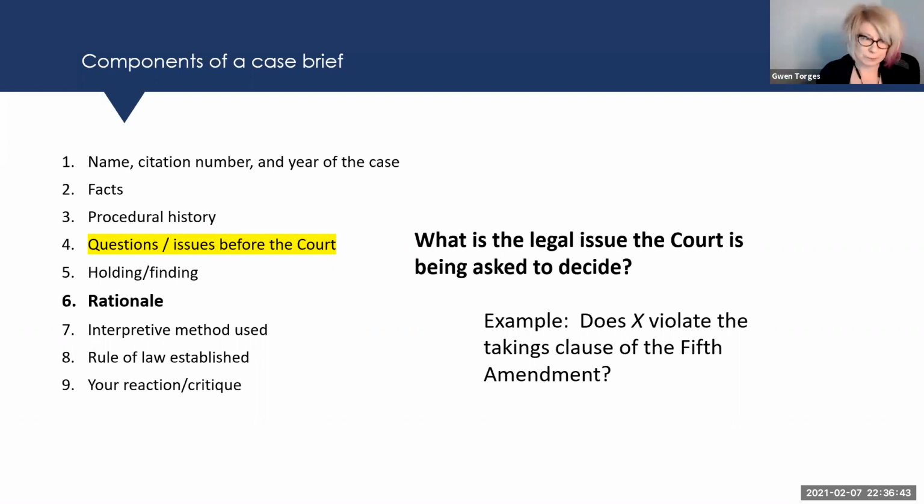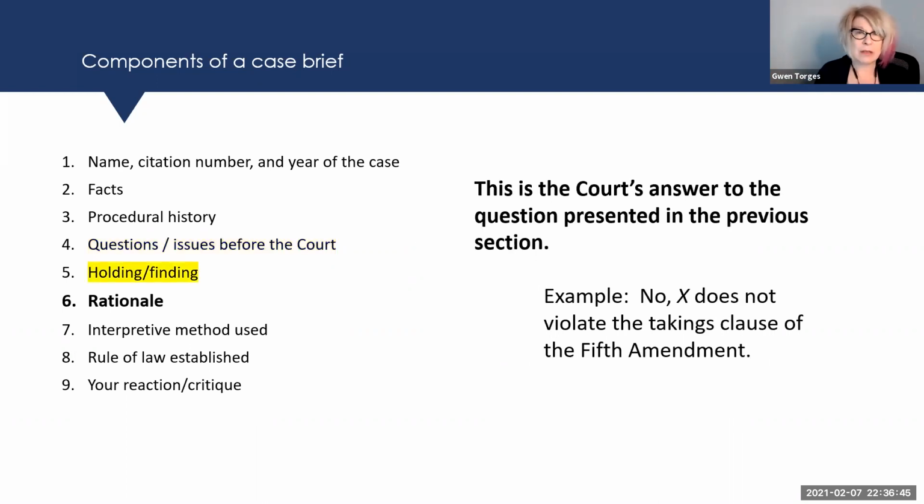No, it doesn't violate. The next thing that you're going to include is the holding or finding. Sometimes this is called the disposition. In other words, the court found that no, X does not violate the takings clause of the Fifth Amendment, or no, holding a prayer before a legislative session at a county commission meeting does not violate the Establishment Clause of the First Amendment. So the holding is always just a sentence, unless there were multiple questions asked. And sometimes that's the case, but in general, we'll just be focusing on that central question.